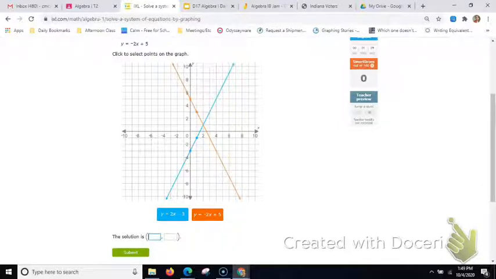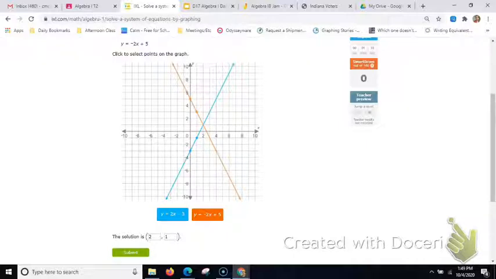So they cross at (2, 1). Please don't forget when you give the solution that the first number is the x and the second number is the y, and that my x is the horizontal distance for that point, and the y is the vertical. Okay, so in the ordered pair, it's x and then y.